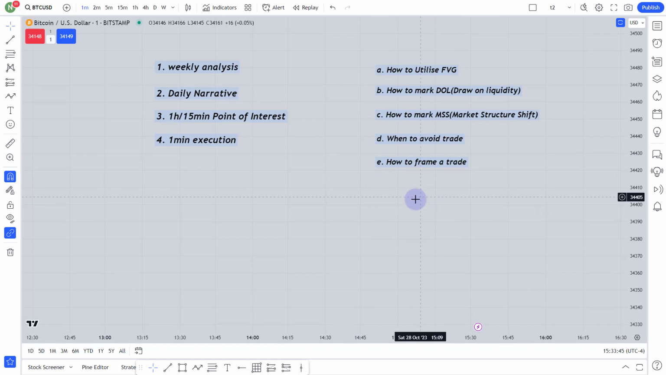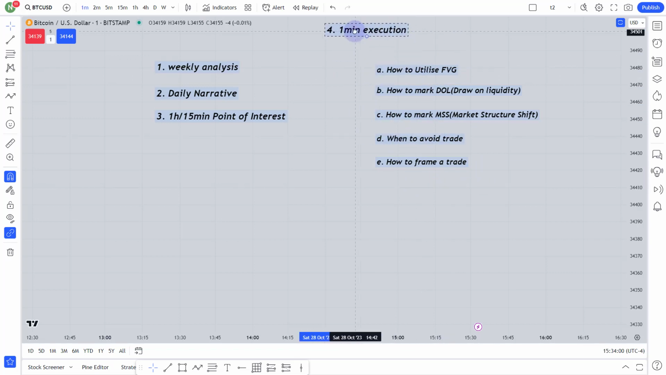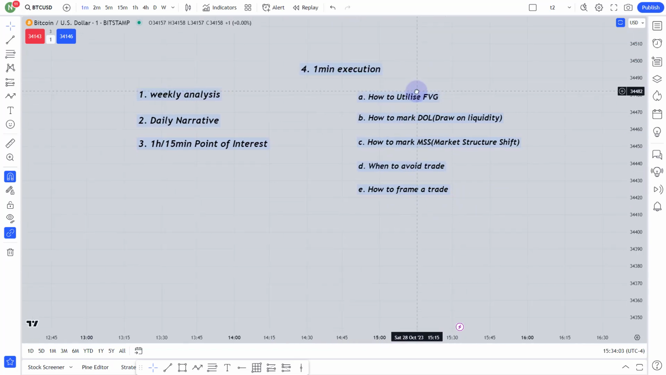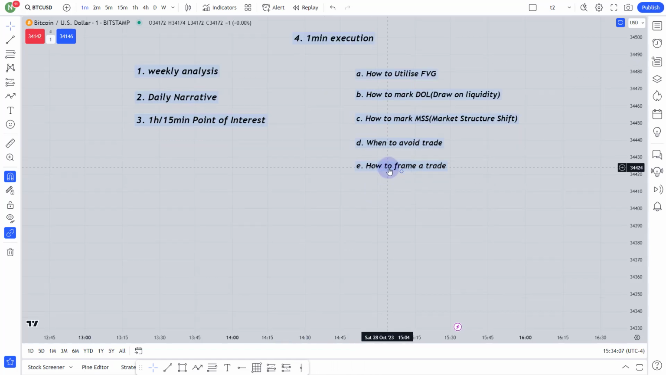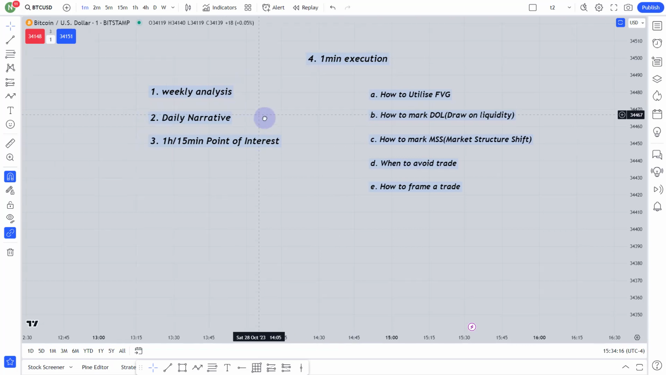So when you have the weekly analysis and weekly bias, you know the daily narrative, how this day price will work. Then you have a higher time frame point of interest, and then when you go for the 1 minute execution. Okay, all of these things are only for the execution. All of these points are only for this 1 minute execution. Okay, when you can frame your trade for execution, you are free to take the entry. So these are the steps you have to follow every day.